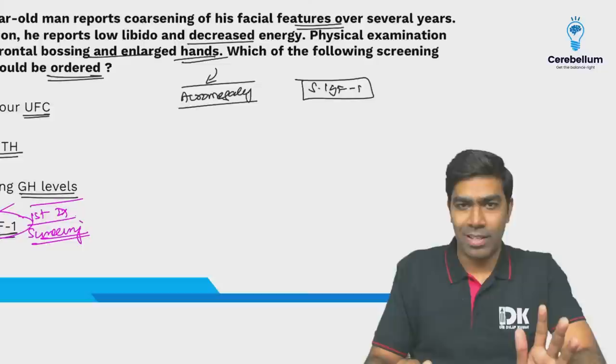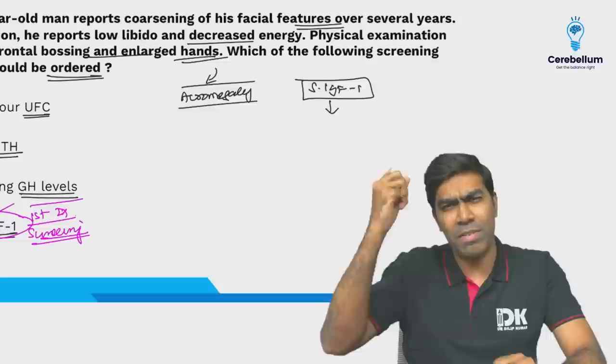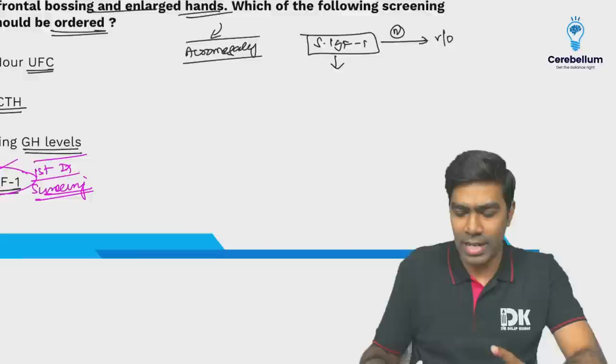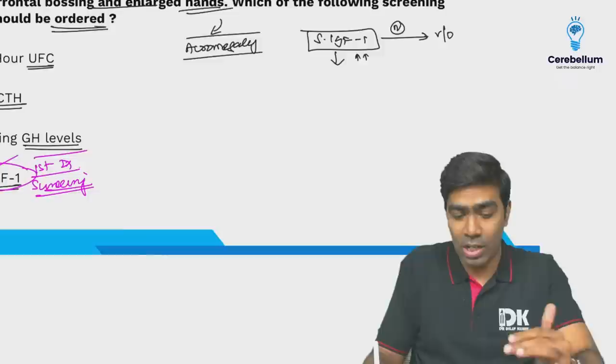Whenever you suspect acromegaly because of the external features, in the exam it will be very clear most of the time. You're going to do serum IGF-1 as the first test. It's the screening test. If serum IGF-1 is normal, then it rules out acromegaly. It's unlikely to be growth hormone excess. If the serum IGF-1 levels are increased, it's a non-specific investigation, so you have to confirm.